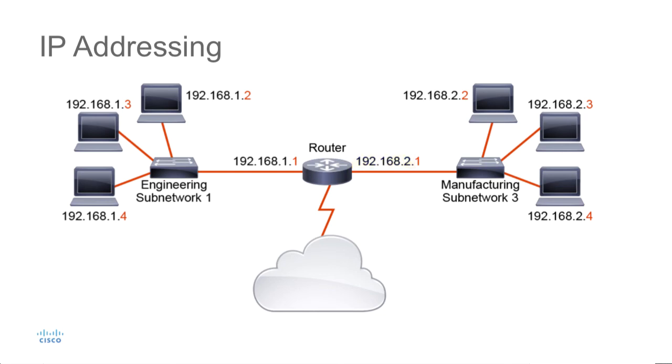Now, each of these networks is going to have its own address, and that is the 0 address in the host field. So on the engineering subnet, if we were going to iterate the network address, it would be 192.168.1.0. On the manufacturing network, if we were going to iterate the network's address, it would be 192.168.2.0. But how can we tell the difference between the network ID and the host ID?